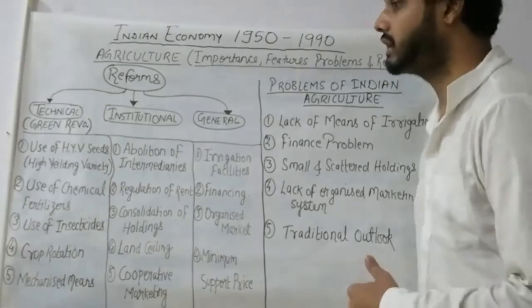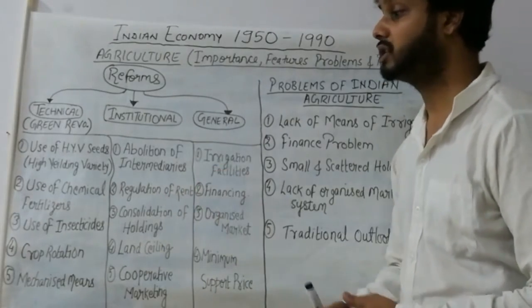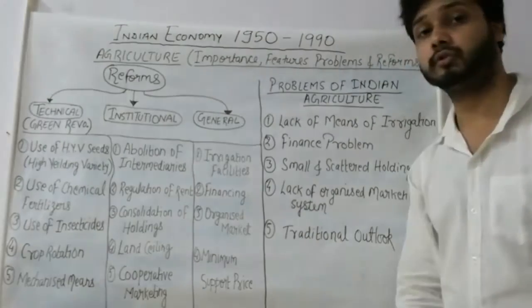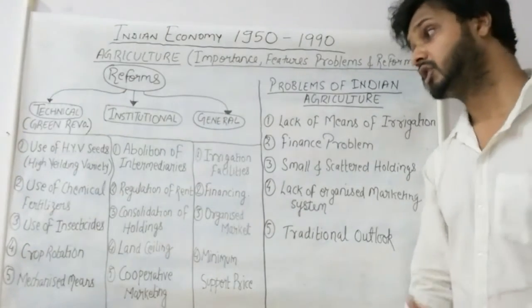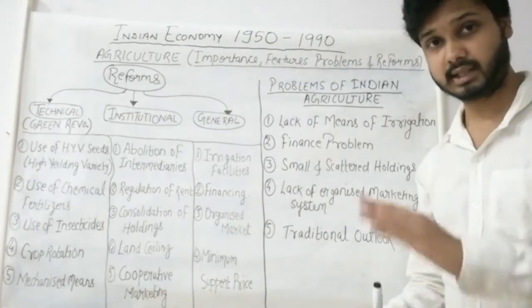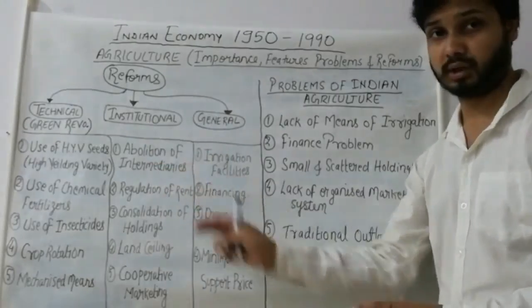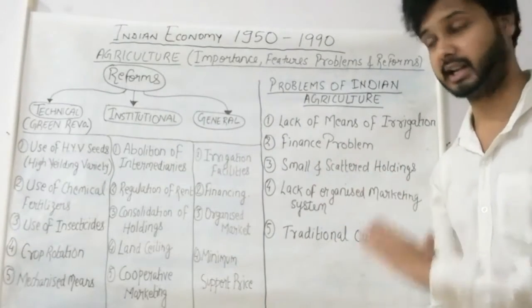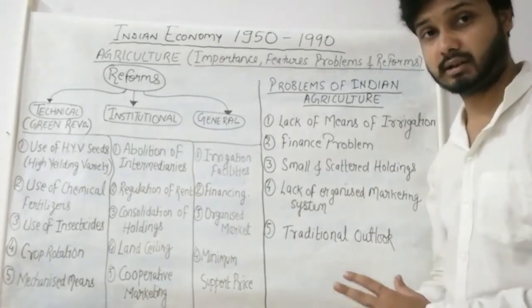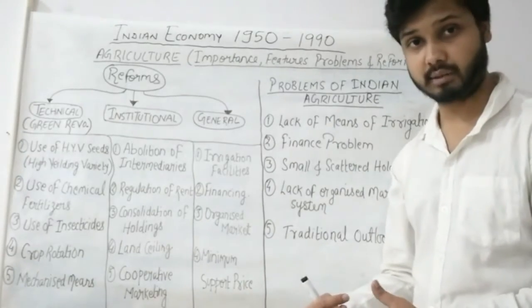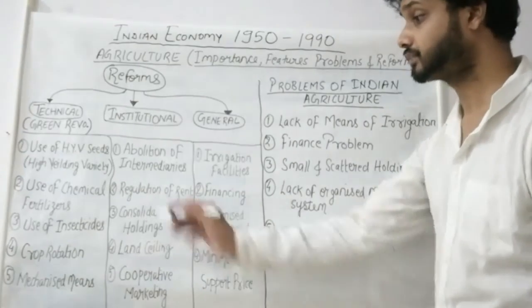In institutional reforms, we will see abolition of intermediaries. The system of zamindari was followed from earlier times in our country. There was an agent present, the zamindar, an intermediary, so he was removed now. Now there was no one between the government and the farmers, and hence the surplus tax that was required to be paid, farmers were now saving that.